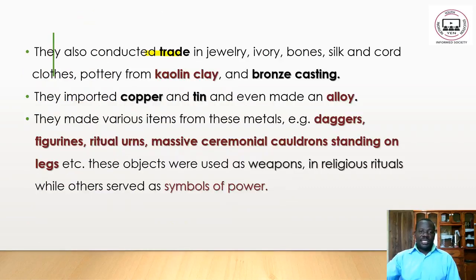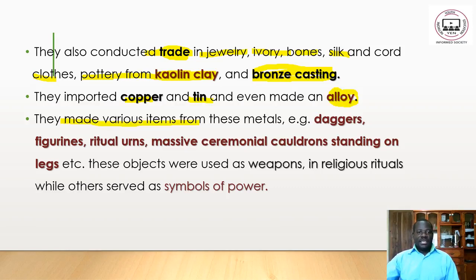They also conducted trade. The Shang were good traders. They traded in jewelry, ivory, bones, silk, and cord cloths. They also traded in pottery from kaolin clay, and bronze castings. So they were also making bronze. Remember, we just mentioned that they were making very fine bronze. So they also imported copper and tin, and they were making the alloy. All these are minerals that they were working on.